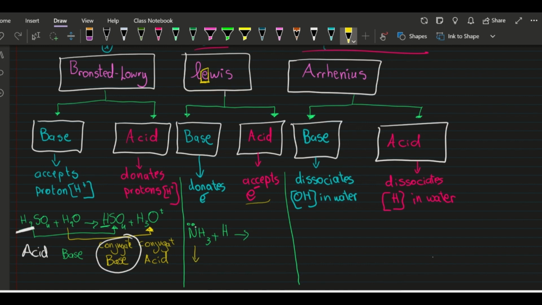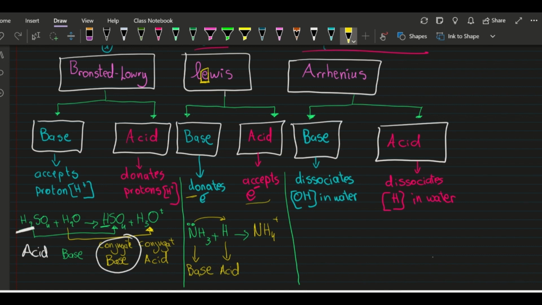So this is going to go here, attack this one. So this is going to be our base. We said it's donating, right? This is going to be our base. This is going to be our acid. Therefore, it makes an H4 right here. Okay.